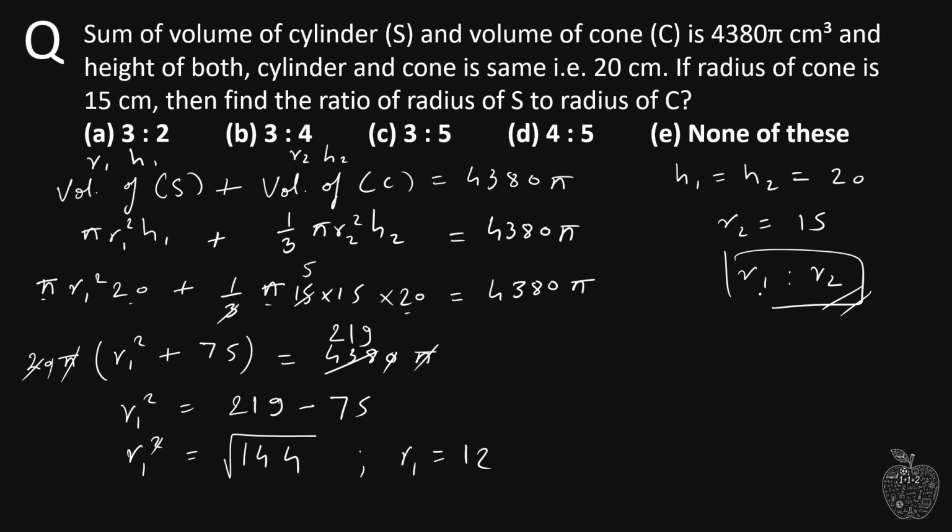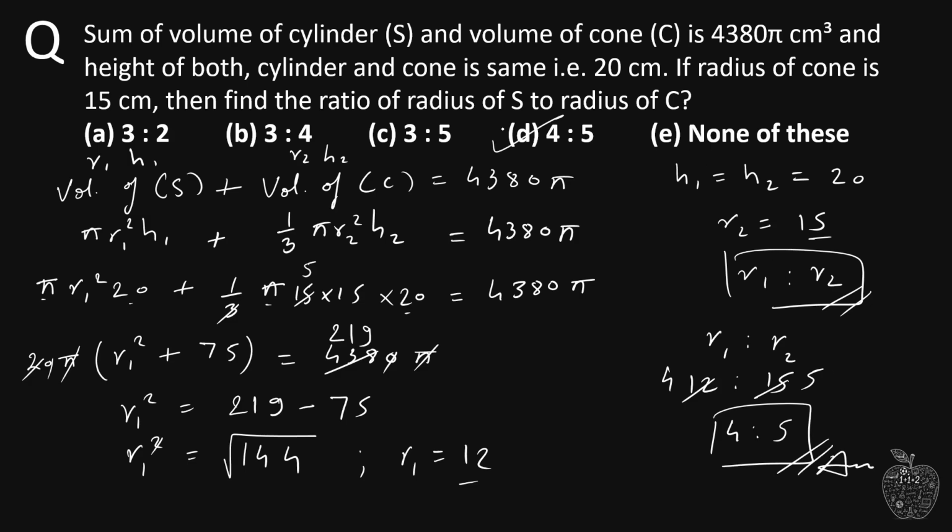All right, and we need the ratio r1 is to r2. We know r1 is 12, r2 is 15, so r1 is to r2 here will be 12 is to 15. This can be further simplified by 3, so 3 4s are 12, 3 5s are 15. So the final ratio that we get is 4 is to 5, and this is our required answer. So here option D is the correct one.